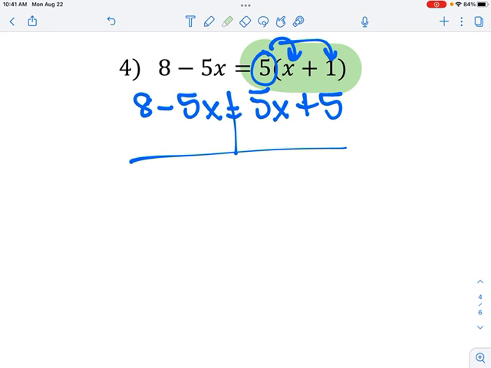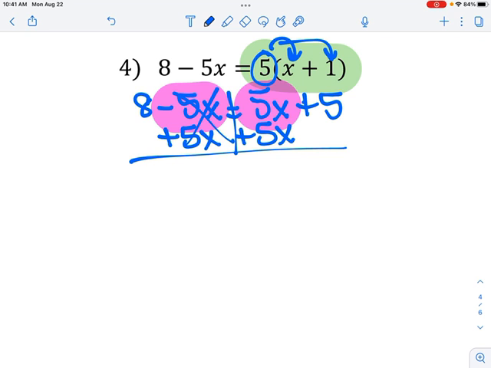Now at this point, we should hopefully see that we have negative 5x on one side, 5x on the other. So I'm going to get those to be the same. Now, just so you can see that you can do it the other way, if I look at the left-hand side, it's a minus 5x, so I'm going to add 5x to both sides. Now, that gets rid of that on the left-hand side, and that would give me an 8. 5x plus 5x is 10x plus 5.